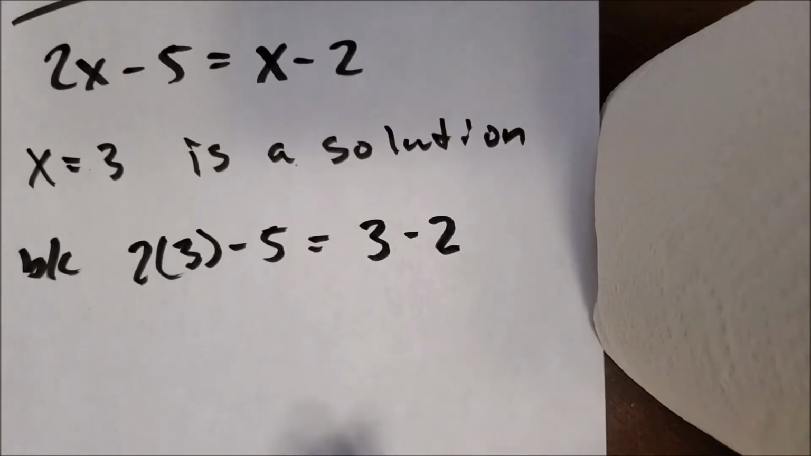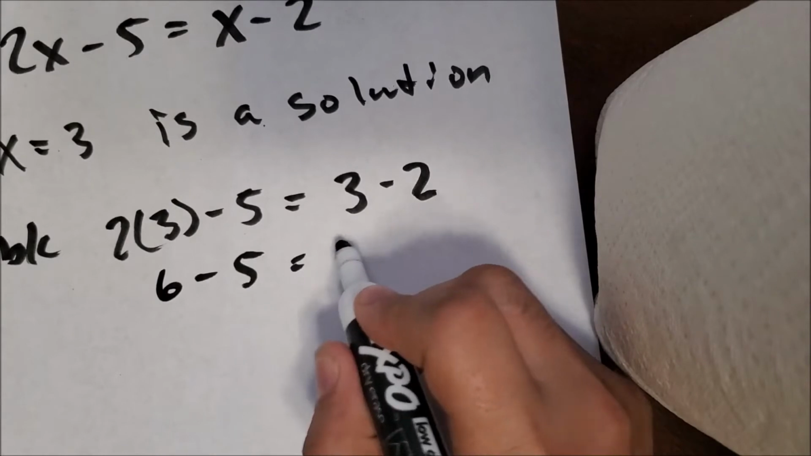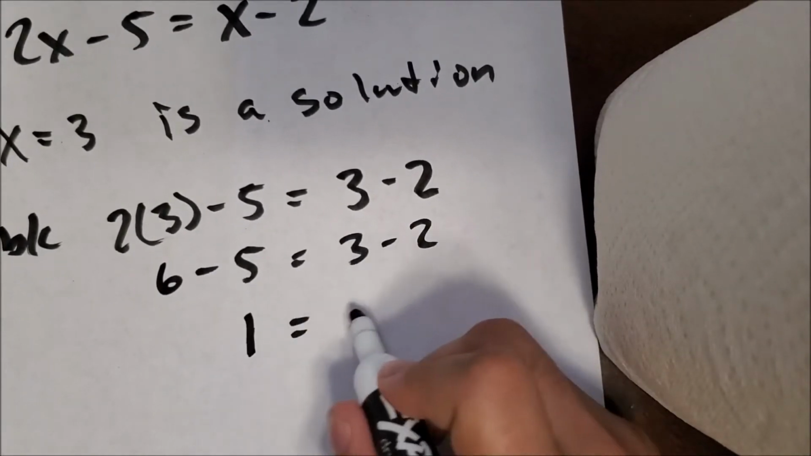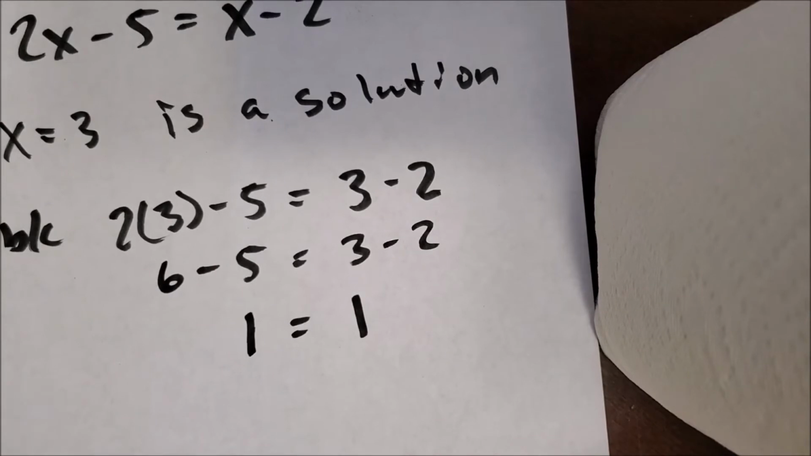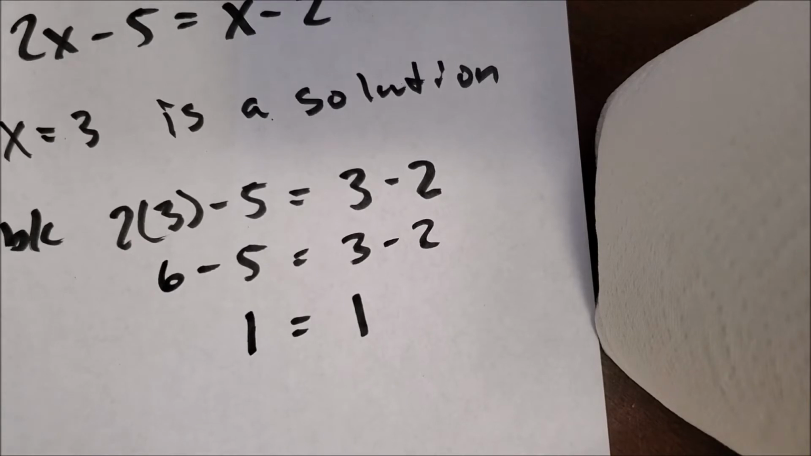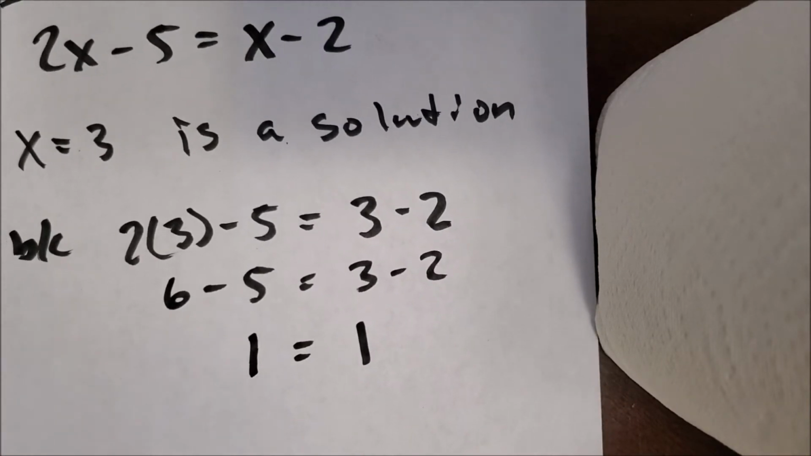If we go ahead and figure this out, this is 6 minus 5, 3 minus 2, this is 1 equals 1. And that's true. So we know that we have a solution. x equals 3 is a solution to the problem 2x minus 5 equals x minus 2. Now, these equations can sometimes be complicated, sometimes they can be very simple. And all that really matters is if we're balancing both sides of the equation.